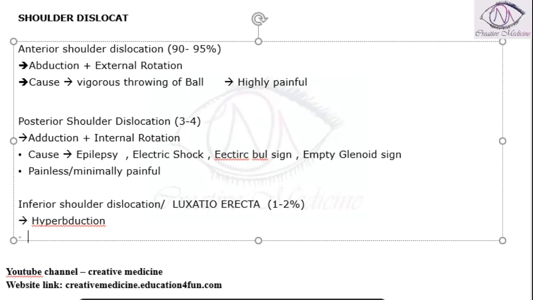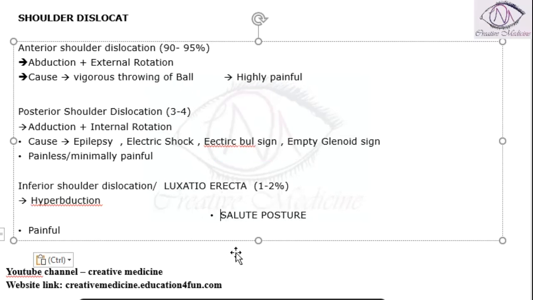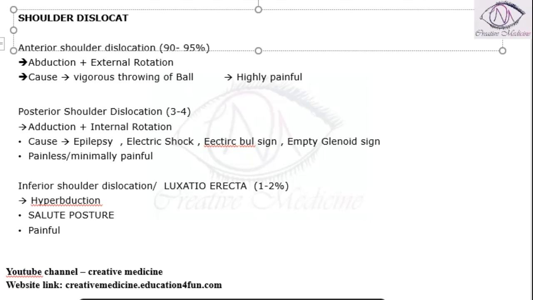Then we have inferior dislocation, which occurs whenever the person is saluting. In the salute position, the patient can have inferior dislocation. So this is painful. So these are the types of shoulder dislocation.